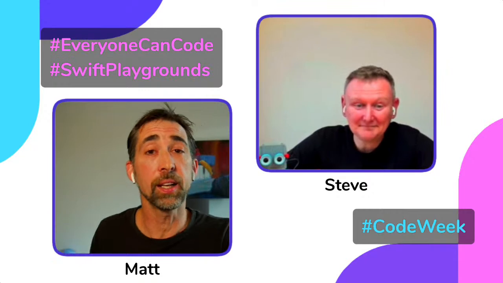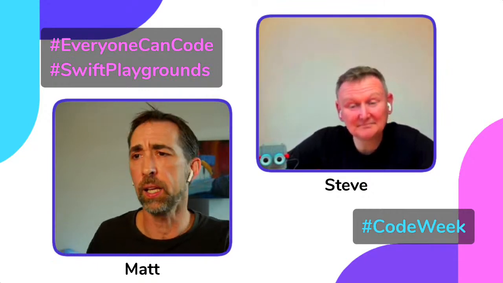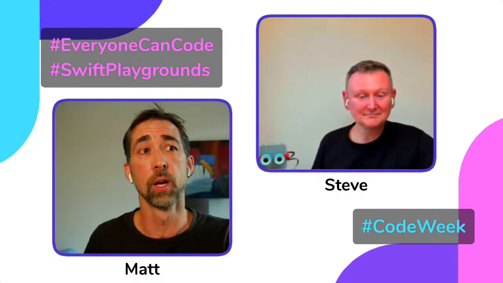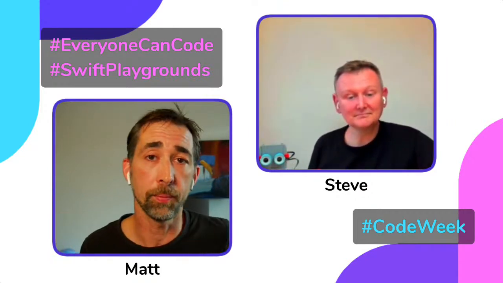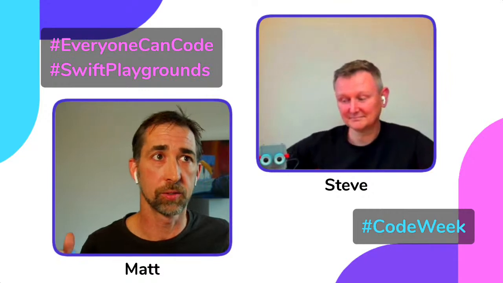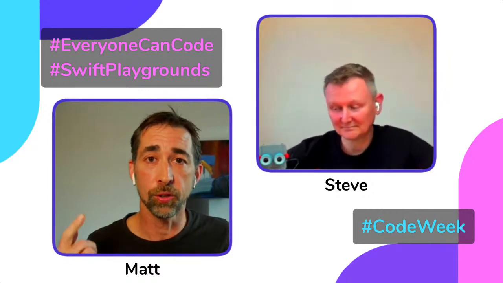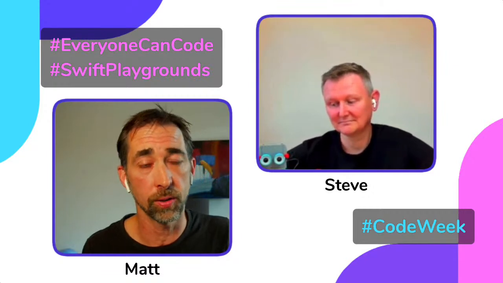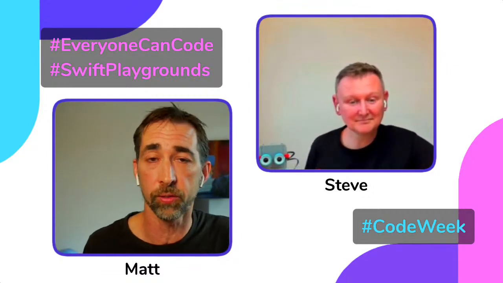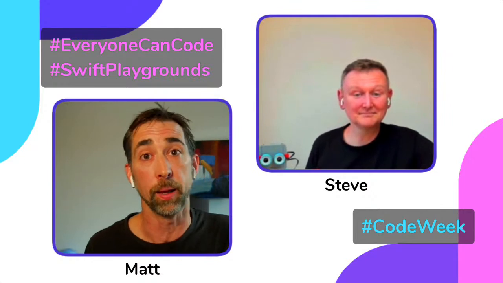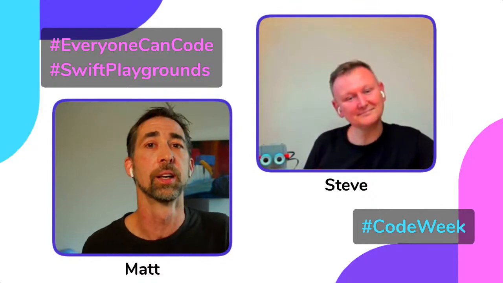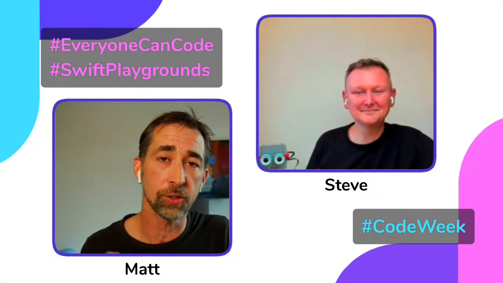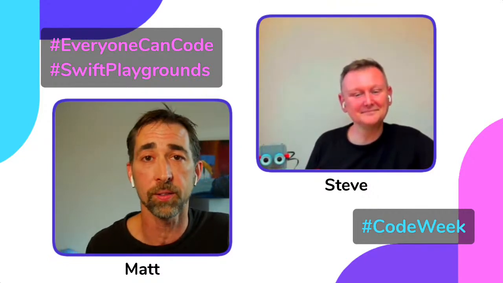And if you use any of the tips that we've given you today for thinking about how you're giving instructions in the real world, whether you've made a paper origami dancer, or if you've had any interesting coding thoughts, be sure to use the hashtags above. We've got hashtag everyone can code, hashtag Swift Playgrounds. If you've done some really interesting stuff with Byte, maybe you've tried to make Byte fall off the edge, or use the hashtag Code Week to make sure that they know that you're participating in this big thing.